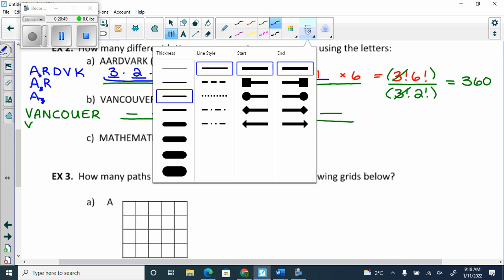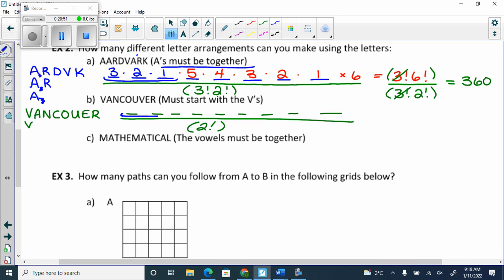Then I go and read what the question wants me to do, and it wants the V's together. So this would be 2, then 1, then 7, 6, 5, 4, 3, 2, 1, which is just 2 factorial, 7 factorial over 2 factorial, and technically the 2 factorials cancel. So it's 5,040. You don't multiply by 8 because it says they have to start with the V's.